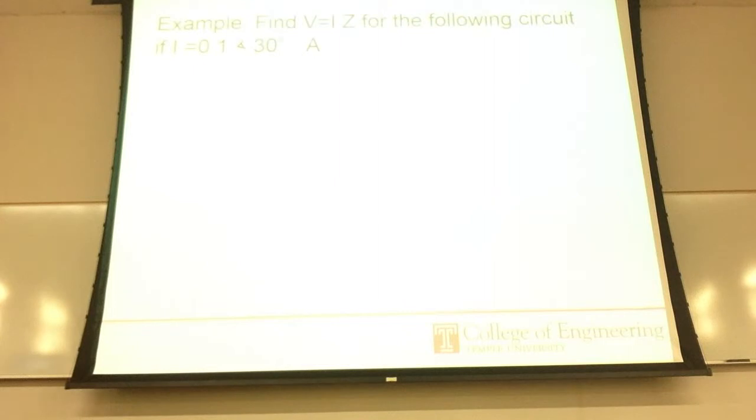So let's look at this. Let's find the value for a system like this, right? We want to find a voltage for the following circuit, where I is 0.1 angle 30 degree amp. So, do we know how to do it? Yes, who do we know? Do we know? How do we do this?